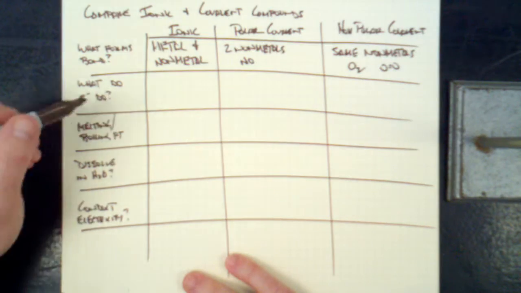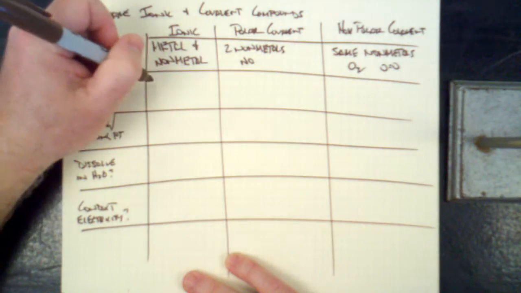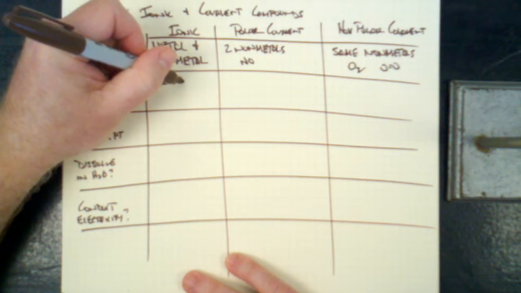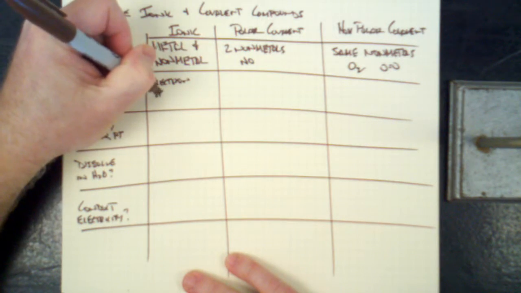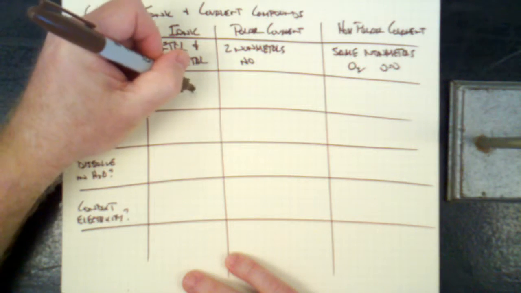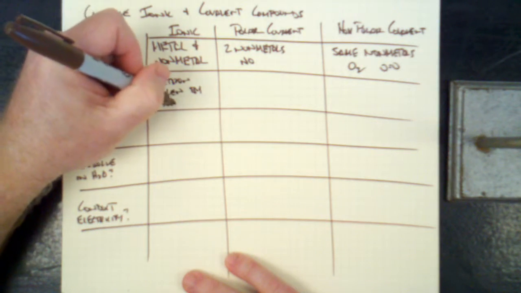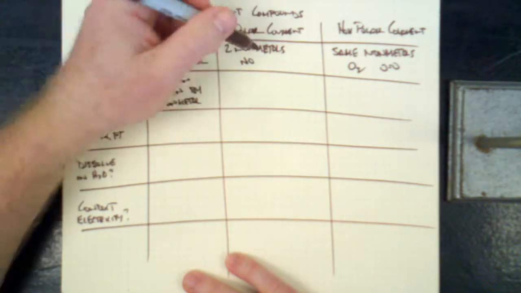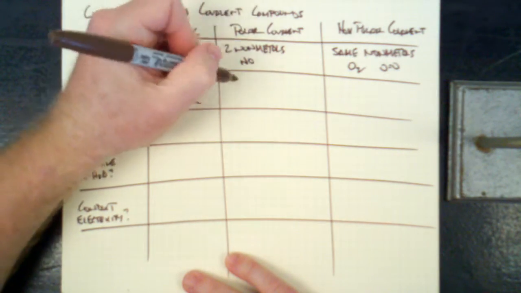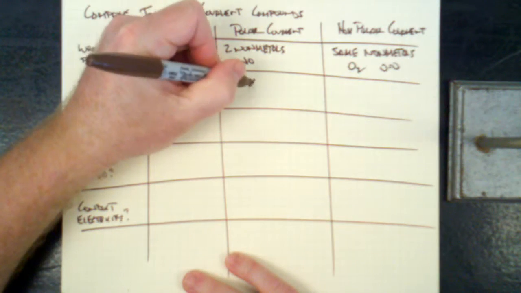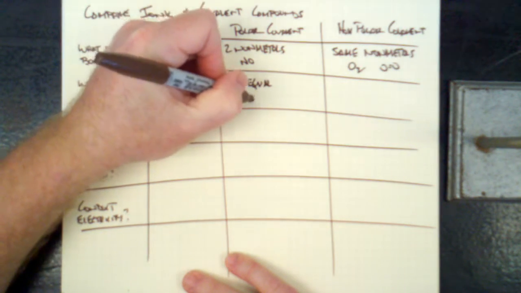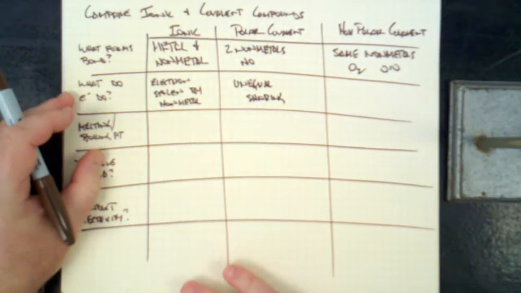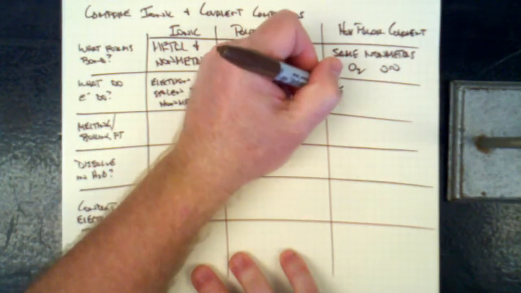What do the electrons do? So, the electron is stolen by the nonmetal. Here we have polar covalent is unequal sharing. And nonpolar covalent is equal sharing.